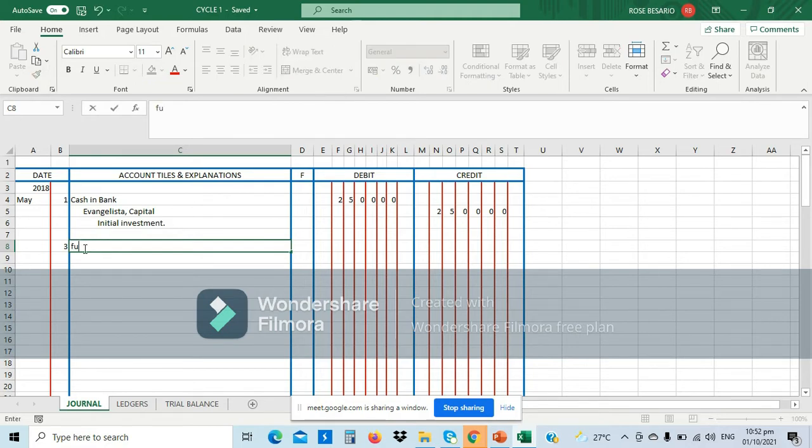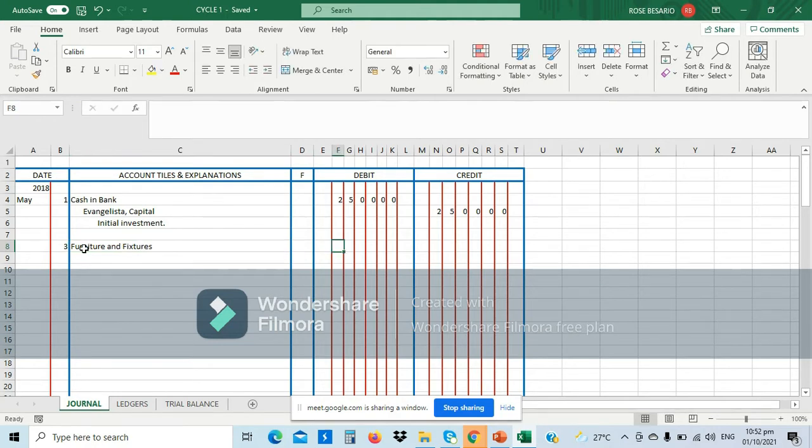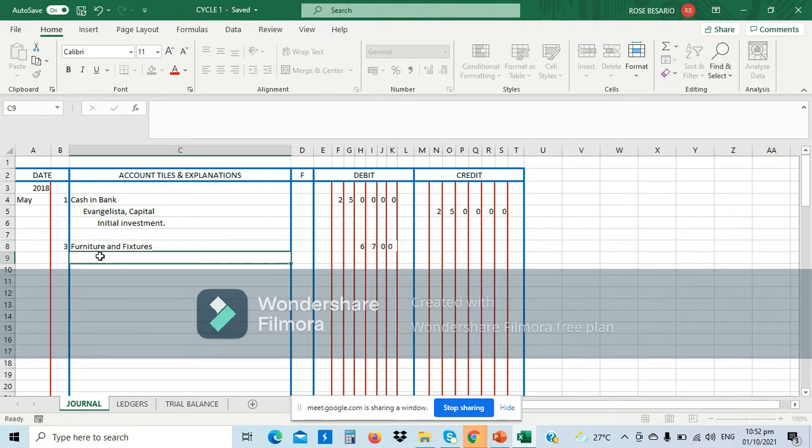So we'll have furniture and fixtures for 6,700. Sorry, 6,000, I forgot 700. Okay, and then the company paid cash, so it's a credit to cash in bank.